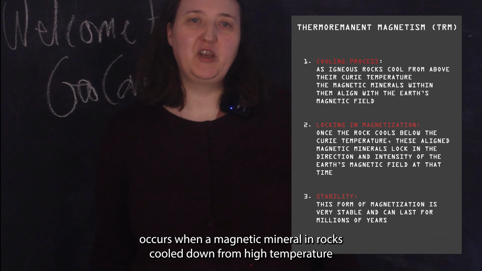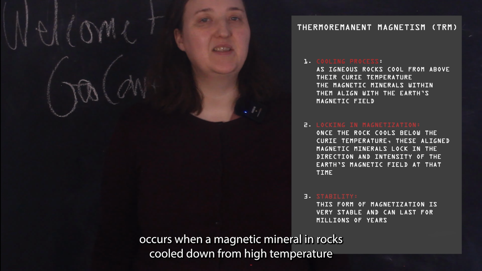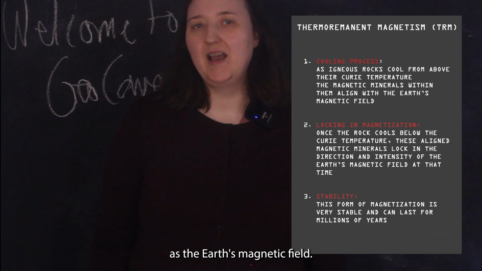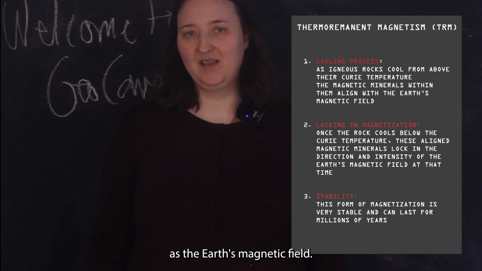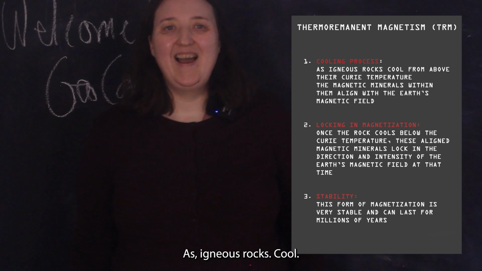Thermoremanent magnetism occurs when a magnetic mineral in rocks cools down from high temperature in the presence of a magnetic field, such as the Earth's magnetic field. So it's recorded mostly in igneous rocks.